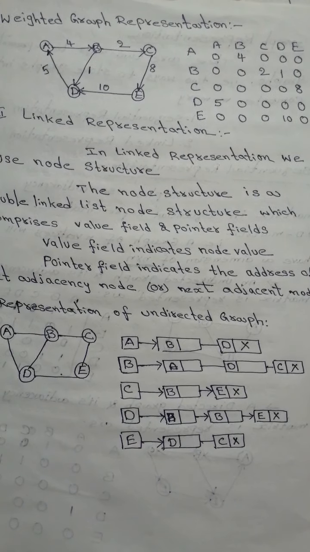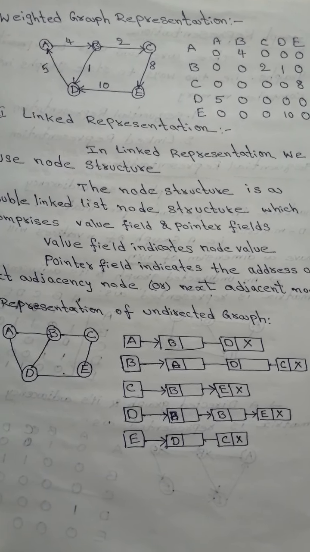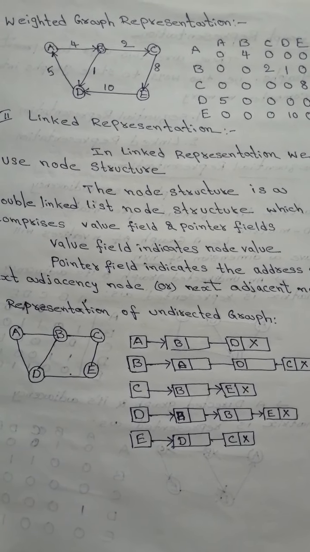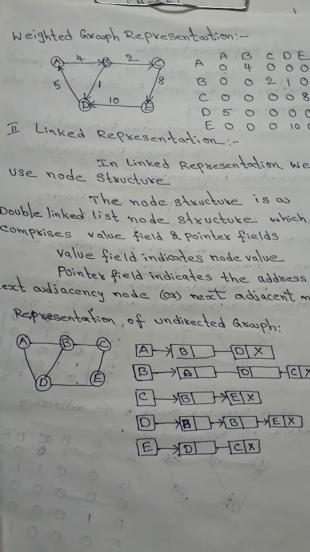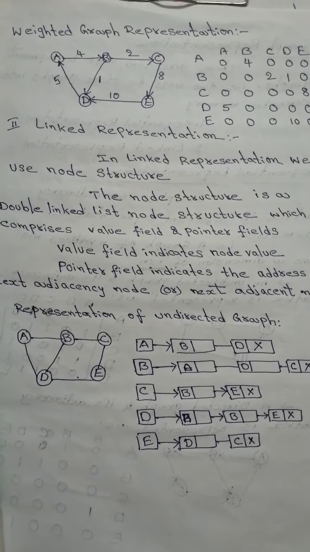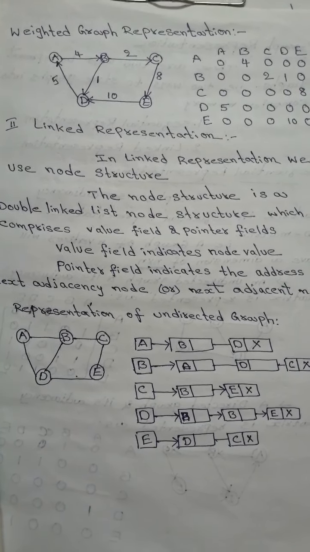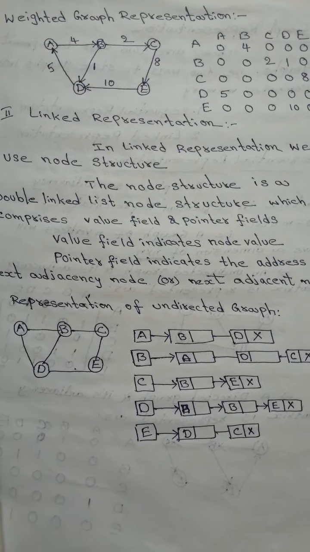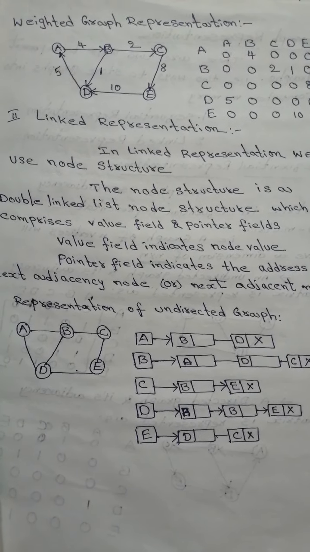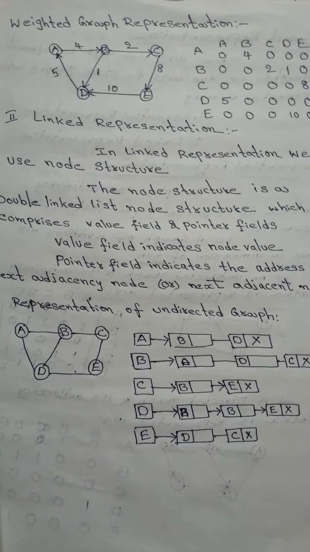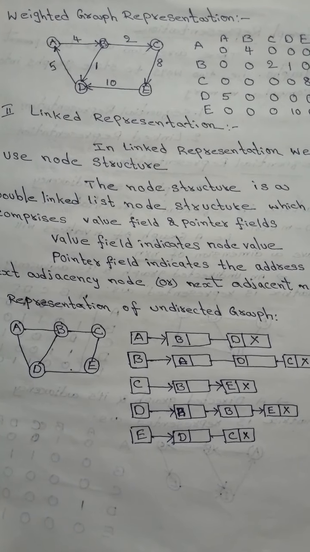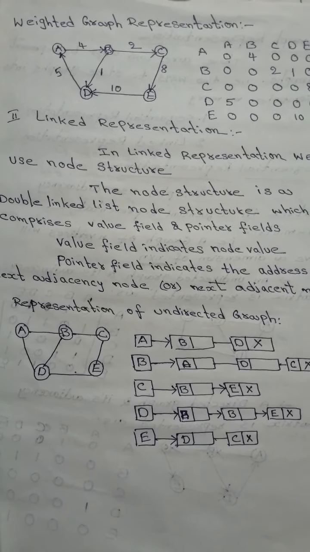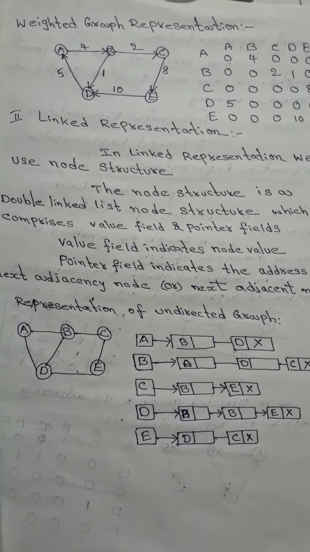So which node structure do we need to use here? The node structure we are using here is the double linked list node structure. What is the purpose of using the double linked list node structure? Before choosing a single linked list node structure or a double linked list node structure, we need to identify what type of values we need to store.